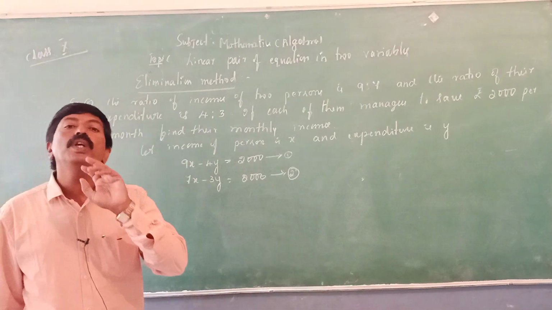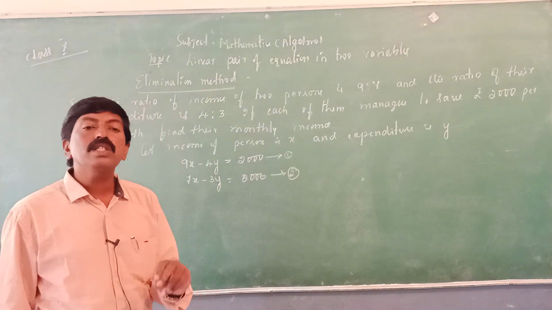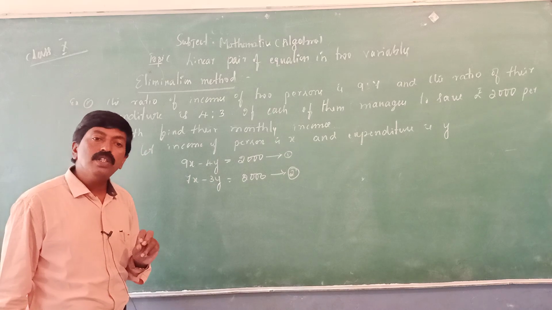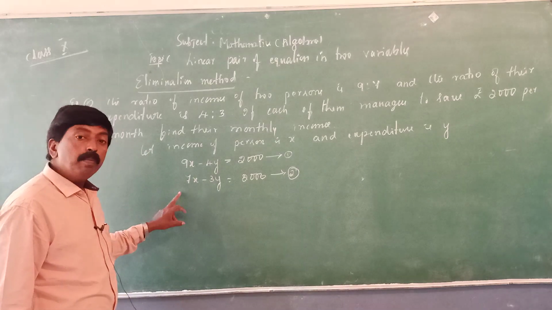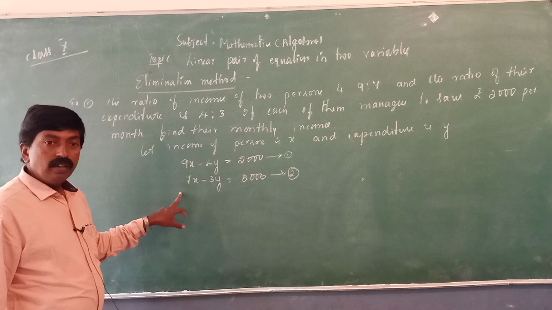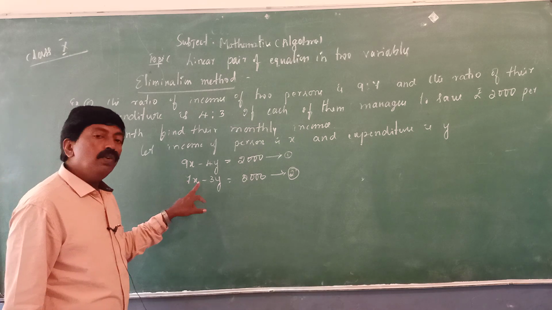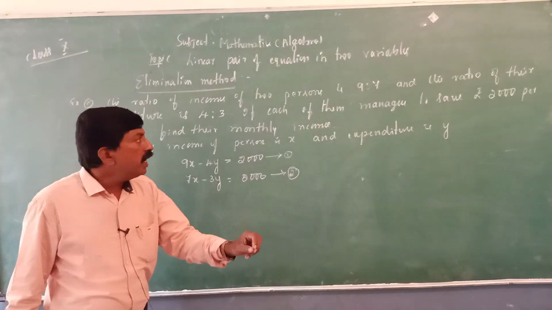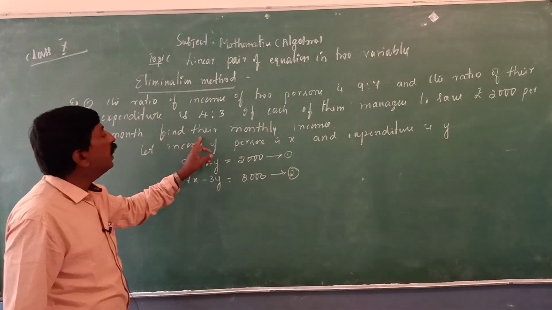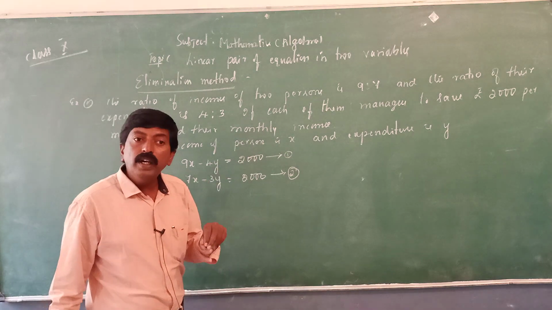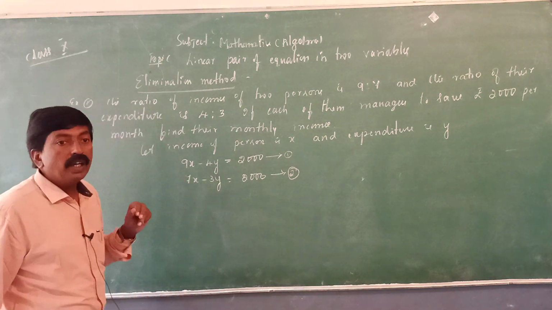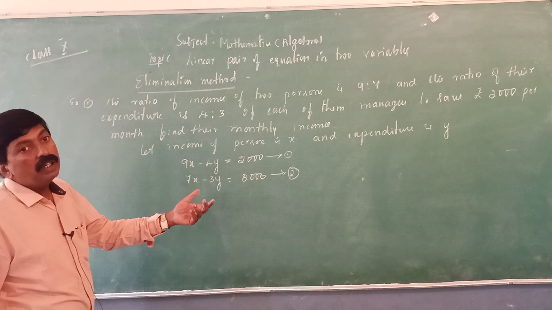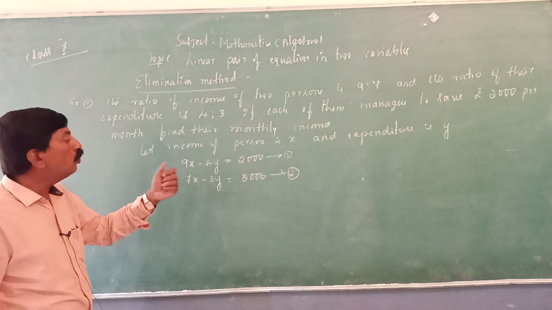Now we got two equations. Remember, like this we have to frame the equations. These two equations are a linear pair of equations, so you can find the x value and y value. x is the income, y is the expenditure. Finally, find their monthly income. You can find x and you will get the monthly income.